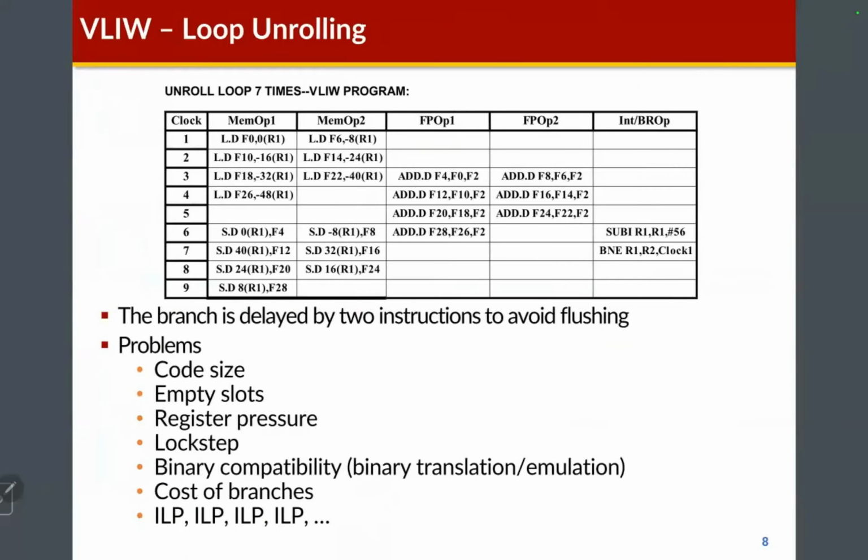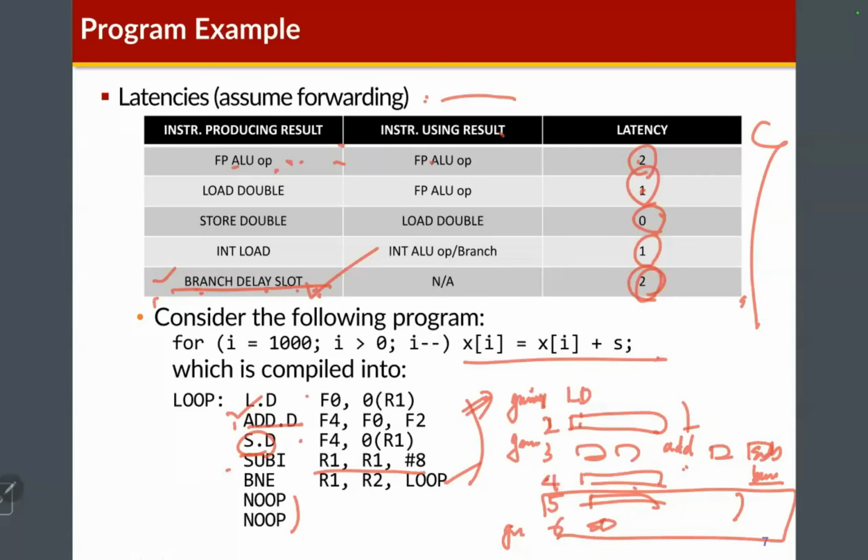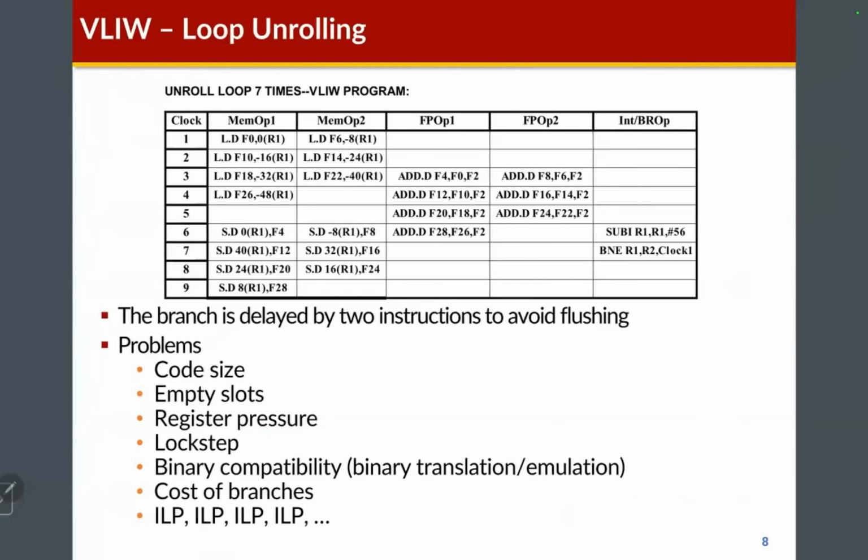Loop unrolled. If this loop is unrolled, we can find more instructions. So this is an example of loop unrolling, and the loop is unrolled 7 times. Which means that if this loop is unrolled 7 times, we can find 7 load instructions, 7 store instructions, and 7 floating point add instructions.